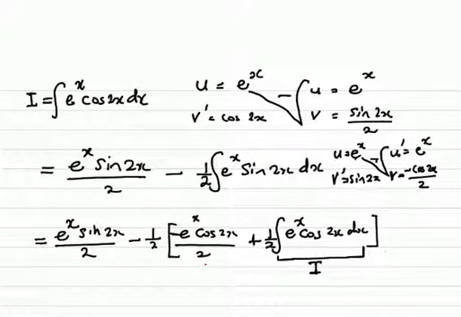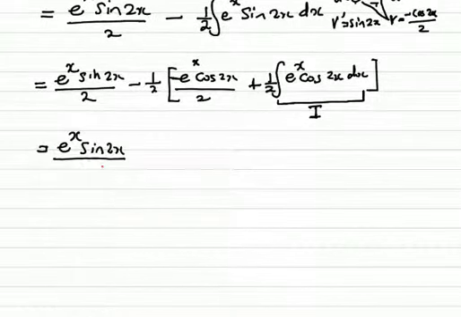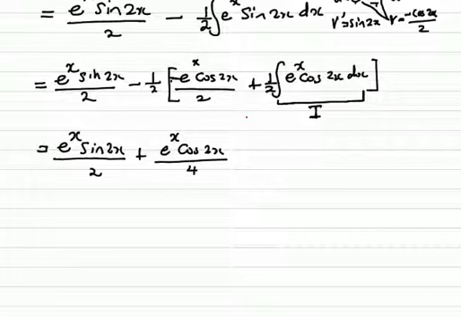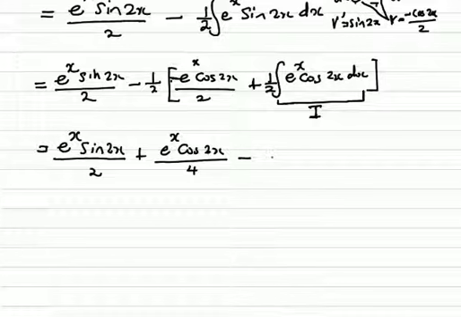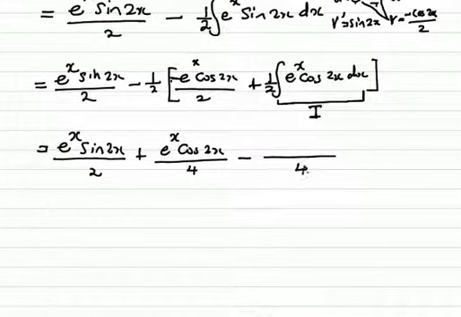Let's first of all remove these big square brackets, which means we're going to have e to the power of x sine 2x over 2. Minus sign will give us a plus, then you get e to the power of x cosine 2x all over 4. Then this minus sign, that plus sign, is going to give us a minus, and then we're going to have a minus 1/4 multiplying I, because that is our I there.